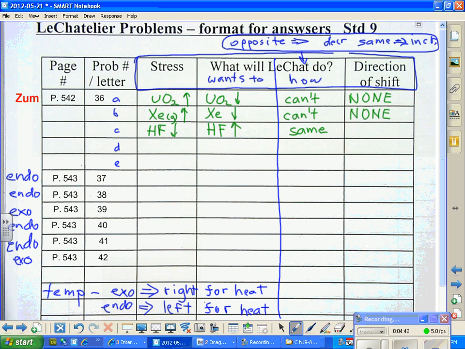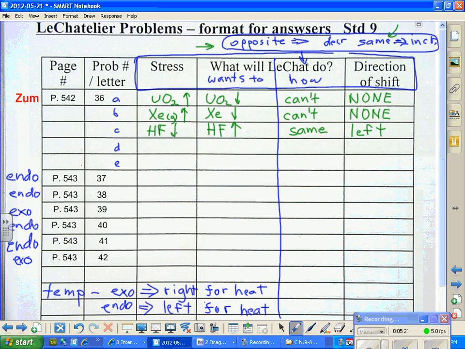So if you look up here, you'll see I'm giving you some reminders that you might want to write down. Opposite means decreasing the amount. This is what LeChat will do. He's going to go opposite if he wants to decrease, and he's going to go same if he wants to increase. And we're talking about HF now. So we're going to have a same type deal here because he wants an increase. HF is on the left side, so the same side that the HF is on is the left, and that's where the shift is going to go. So this is going to be a left shift.